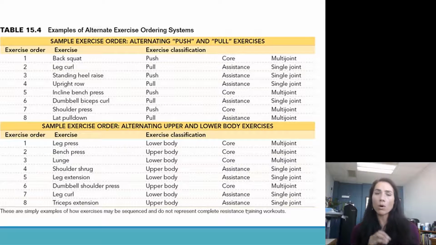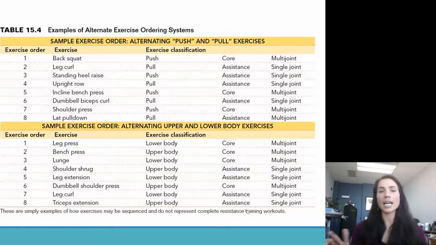We have this push and pull, and then we have upper body versus lower body. Push and pull is literally pushing movements versus pulling movements, right? But these movements can then be further classified as core exercises or assistance exercises, right? So a back squat is a great example of a core exercise.